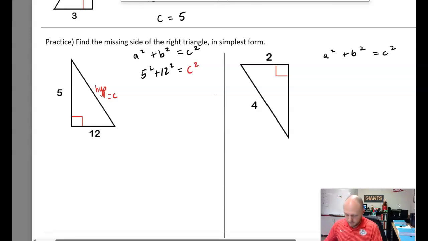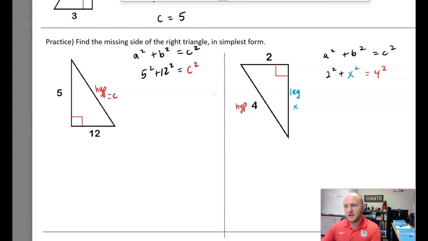All right, next example. Over here in this example, this is a leg. This is a leg. And this is our hypotenuse. So I'll call this missing side x. Our equation setup is going to be 2 squared plus x squared is equal to 4 squared. Did you get it? Hopefully. Okay, now I want you to pause me and solve these 2 equations. Go for it.